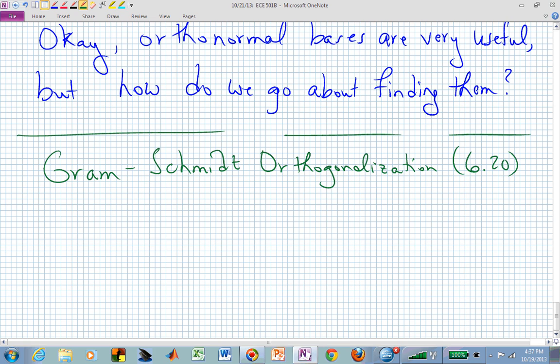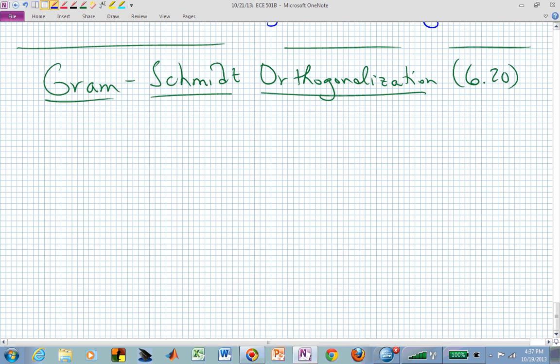In the textbook, we're now down to line 20 in chapter 6. Here is the orthogonalization process known as the Gram-Schmidt orthogonalization.